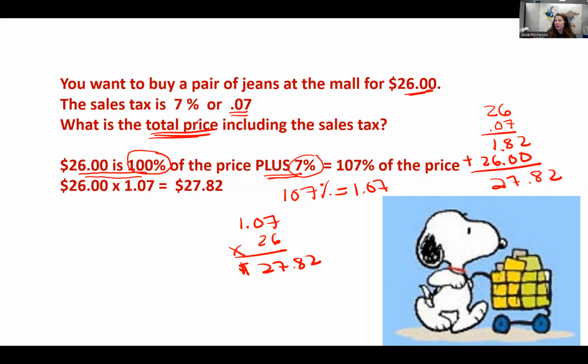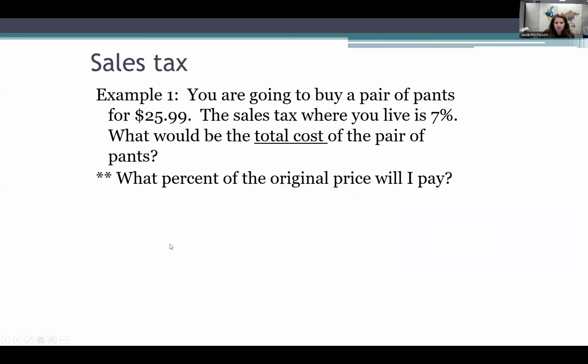If the question is what is the sales price, how much sales tax will you pay? Then you have to do it this way. You have to find just 7% of the price. But if they skip that part and said, hey, what is the total price including sales tax? You can make this a one-step problem instead of a two-step problem.